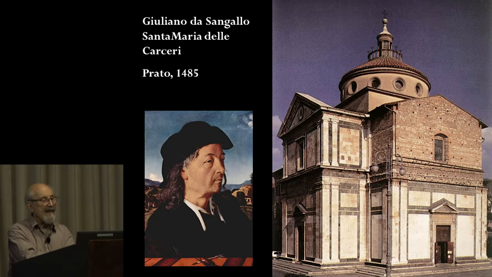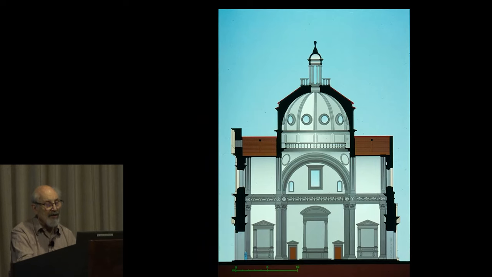Giuliano da Sangallo, who also was involved in St. Peter's, as we will see, designed Santa Maria delle Carceri at Prato, never quite finished, but you can see that he follows a vocabulary not unlike the Florentine vocabulary, but without arches. And again, this sense of order, symmetry, is absolutely fundamental to its design.